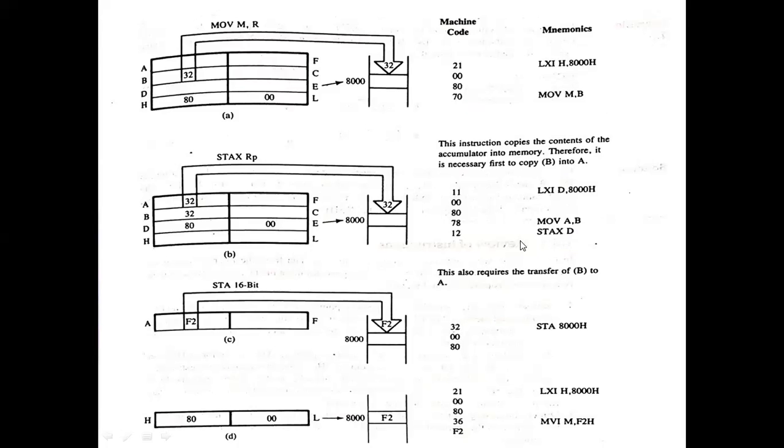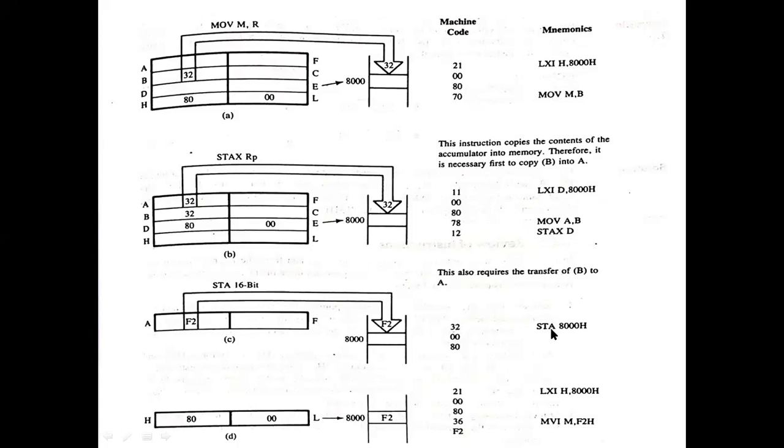So before we use this instruction, the DE pair must be loaded with a proper memory address, and for that purpose, we can use the LXI D instruction. Similarly, these two are indirect addressing. The STA is a direct addressing instruction, whose format is STA 8000. What will it do?